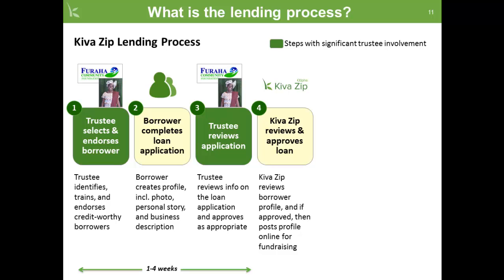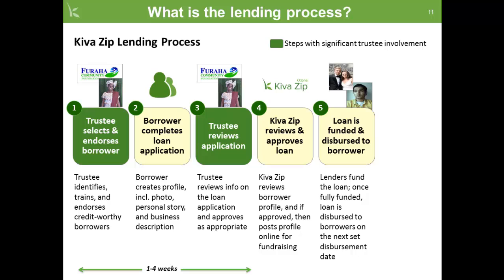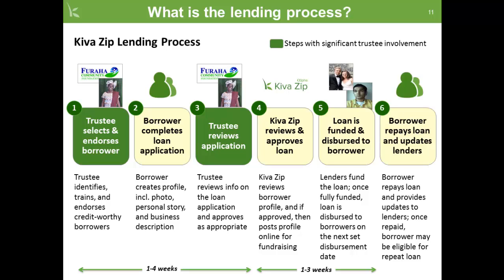Then the loan application moves to KivaZip review. When KivaZip reviews the application and approves it, it is posted online for fundraising. Lenders around the world then fund the loan, and when the loan is fully funded, it is disbursed to borrowers on the next set disbursement date. The review and funding process takes anywhere between 1 to 3 weeks. Lastly, the borrower repays the KivaZip loan and provides updates to lenders. Once the loan is repaid, the borrower may be eligible for a repeat loan.